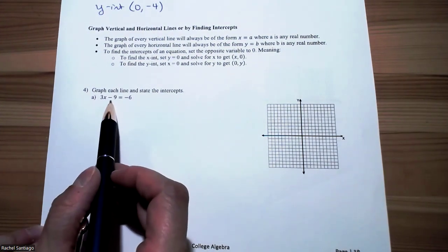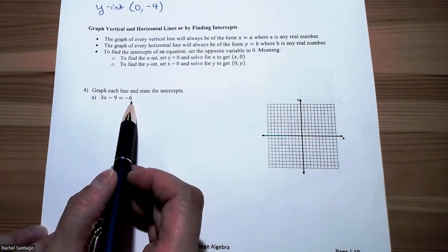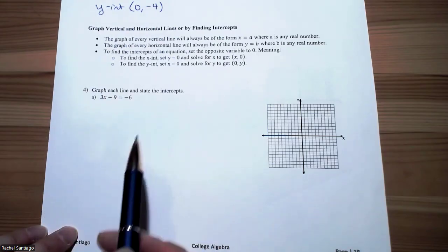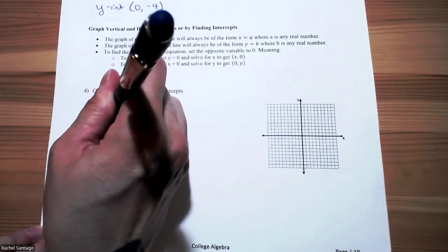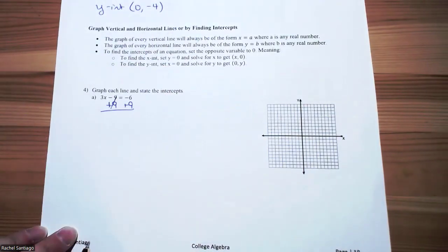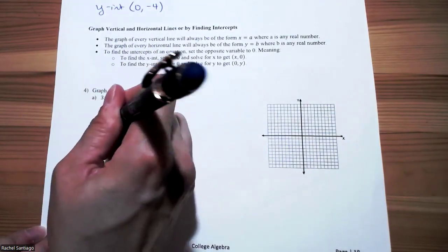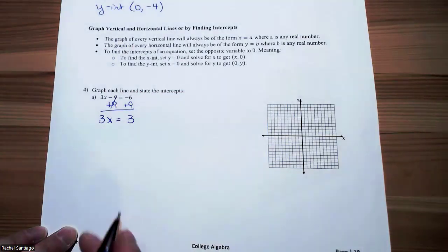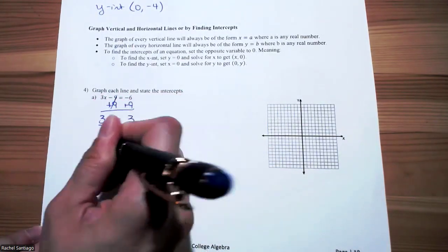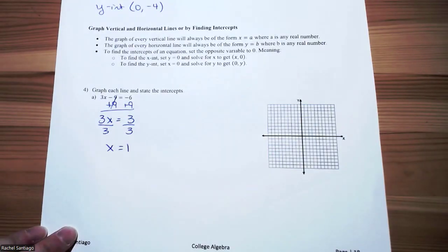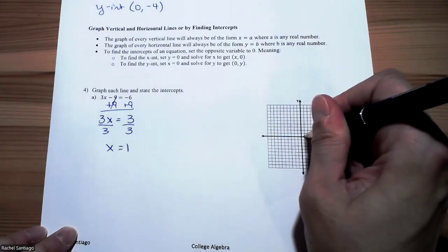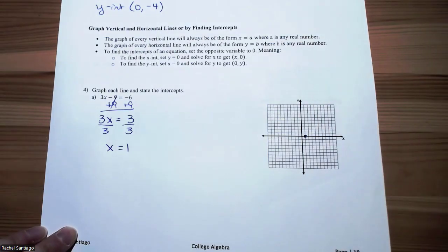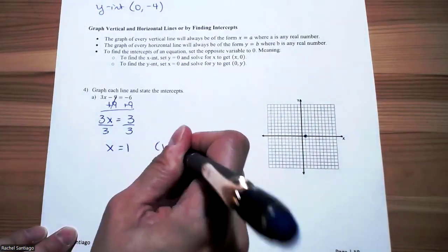Let's start with 3x minus 9 is equal to -6. So we're going to graph and we're going to state the intercepts. So there's only one variable, which means I know that I am going to be graphing a vertical line. 3x is equal to 3, divide, and we find that x is 1. So we're going to start by plotting where x is 1, which is here. That's the ordered pair 1, 0.